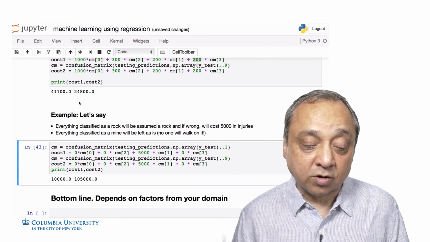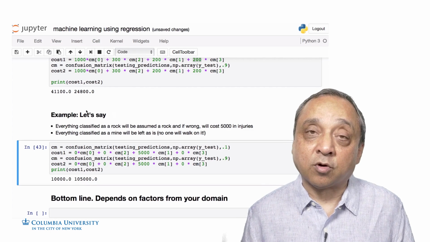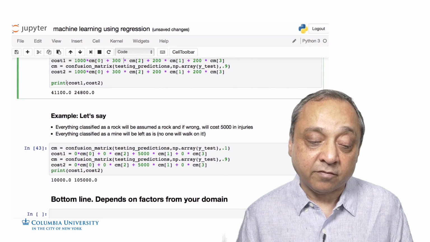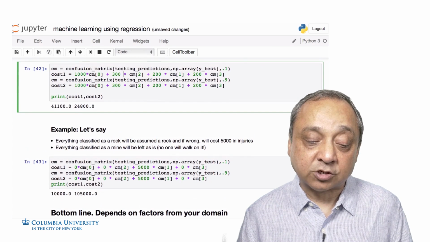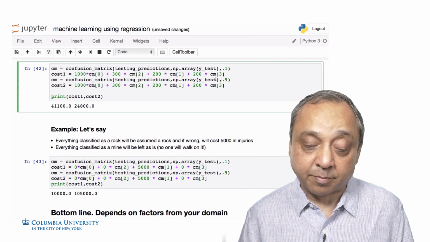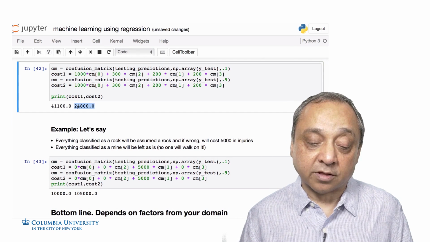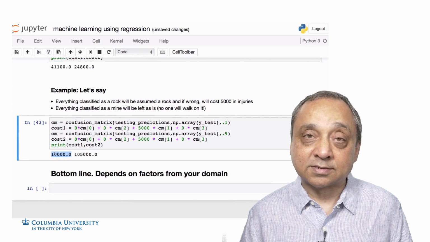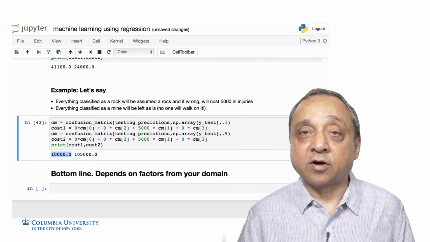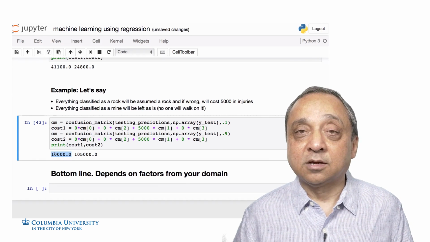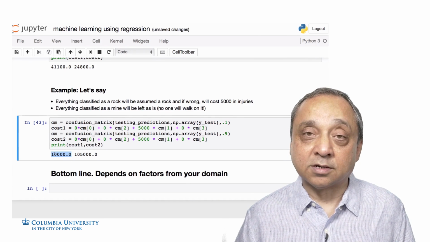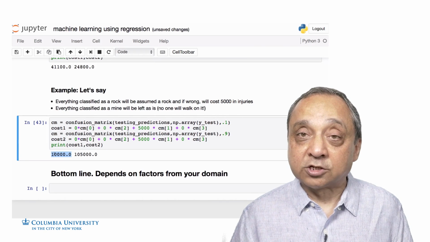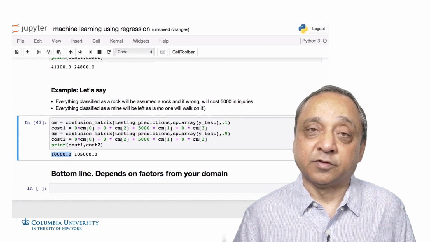So we can see that in these two cases, our results are different depending upon our cost structure. If our cost structure corresponds to this case, then we will pick a 0.9 threshold, because that's better, right? 24,800 is lower than 41,100. Whereas in this case, we would pick the 0.1 threshold because that's better, right? So it's a question of how we want to use the results, what the cost structure in our real world domain is, and that is what controls the choice of threshold more than anything else in a classification problem.